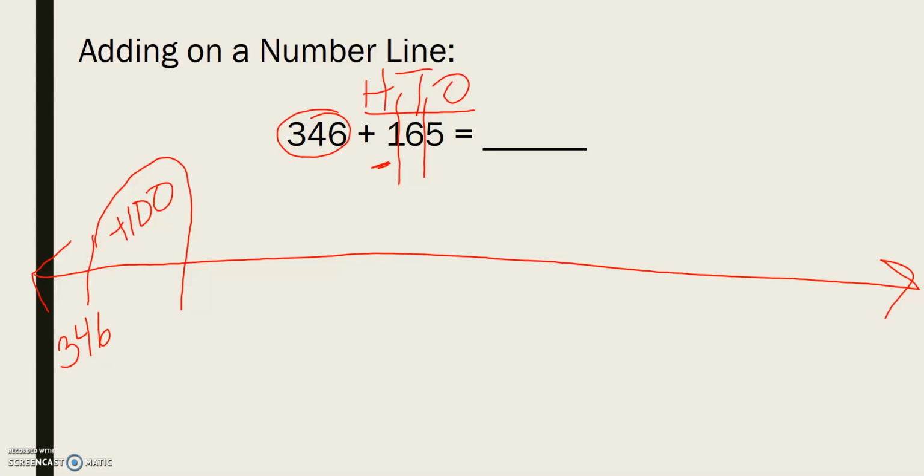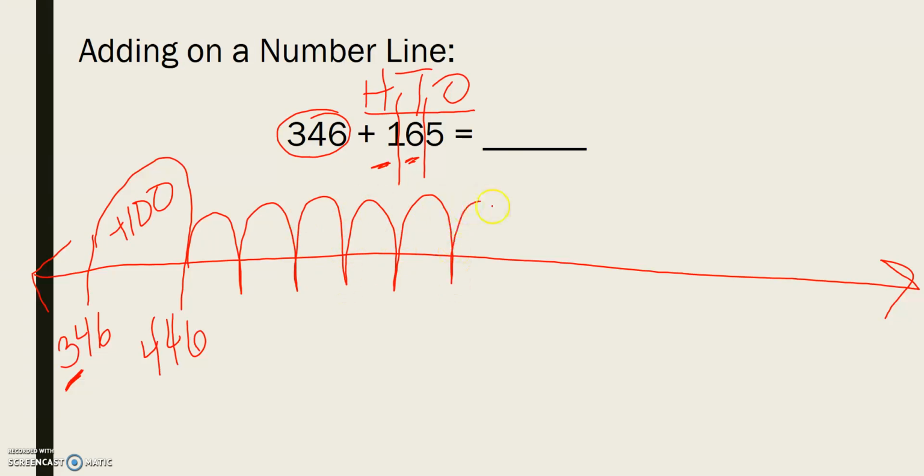Next, I'm going to add. So I'm going to look at my hundreds place. I've got 3 hundreds, add 1, so now I have 446. Now look at my tens. I need 6 hills. 1, 2, 3, 4, 5, 6. And I'm going to look at my tens place. 446. So the next would be 456, 466, 476. My numbers are starting to run together. 486, 496.